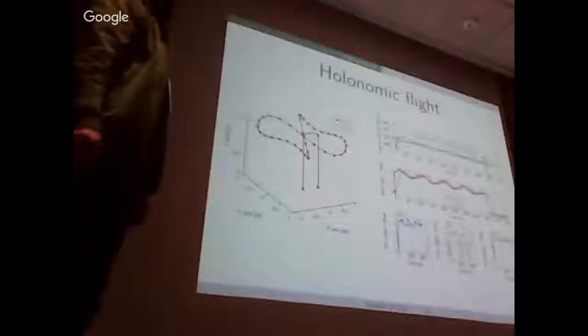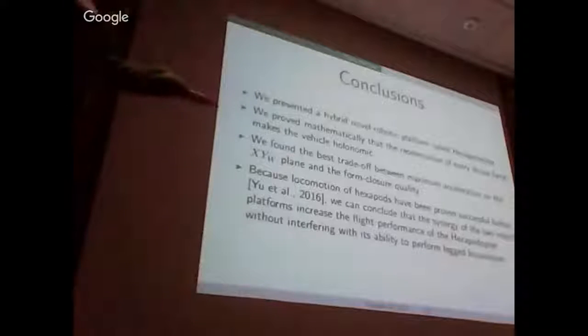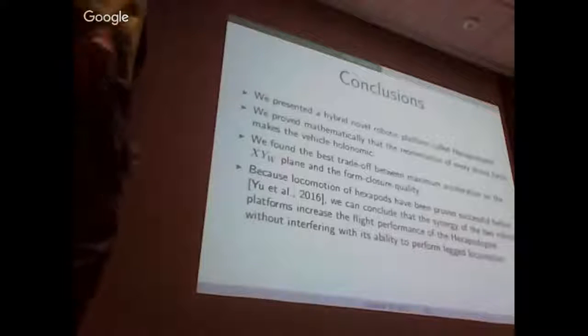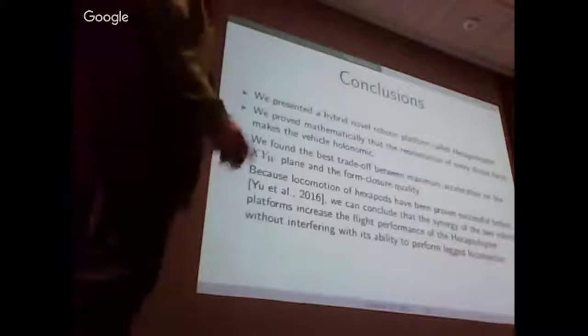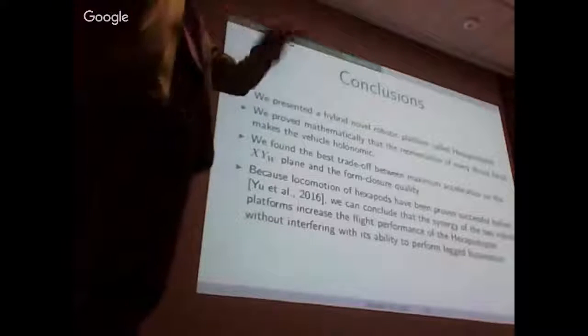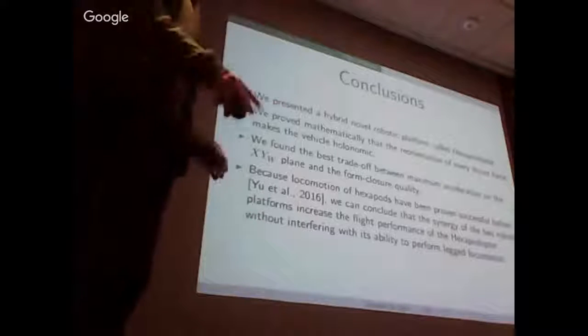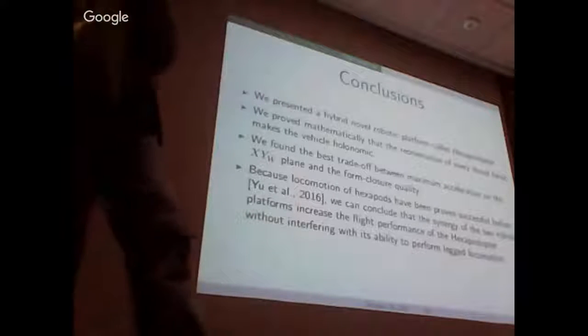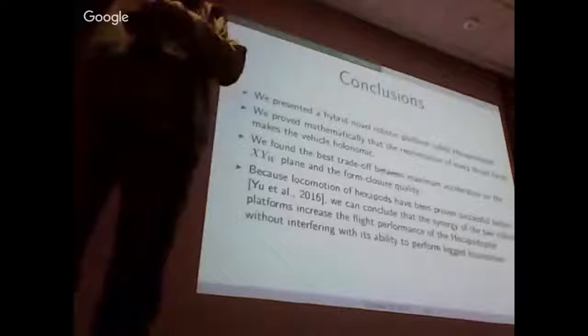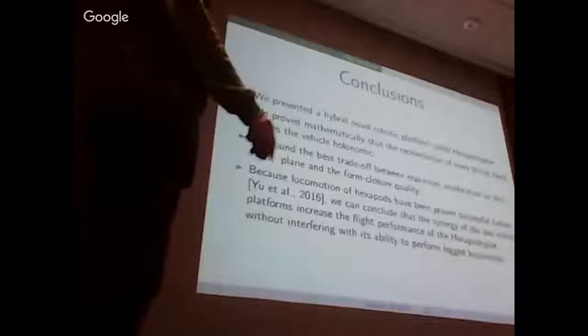Right. So that's it. The conclusion is we presented in this paper a hybrid novel robotic platform called Hexapodopter that we are planning on building. We prove mathematically that the reorientation of every thrust force makes the vehicle holonomic in the translational movement. We found the best trade-off between maximum acceleration on the XY plane and the form closure quality, which is given by the G parameter which I mentioned.